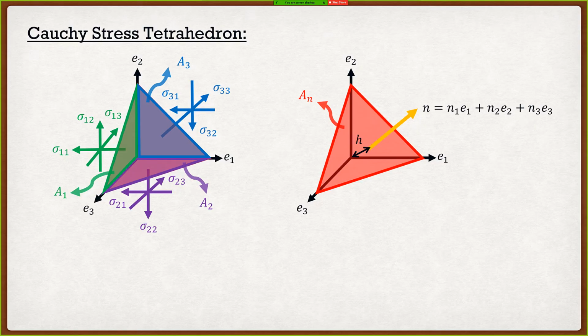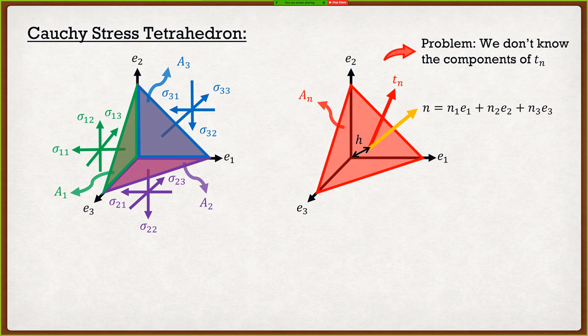Now, the whole key here and the whole reason why we're doing this is because we know that this surface, like every other surface, has a traction vector, Tn. The problem is we don't know the components of Tn. On the other side, since those surfaces were aligned with the basis vectors, we can easily say, oh yeah, it's sigma 1, 1, it's sigma 2, 2, it's sigma 3, 1, etc. We can't do that here because it's not aligned with any of the basis vectors. So this is going to be the goal here. What exactly is Tn for this arbitrary face?